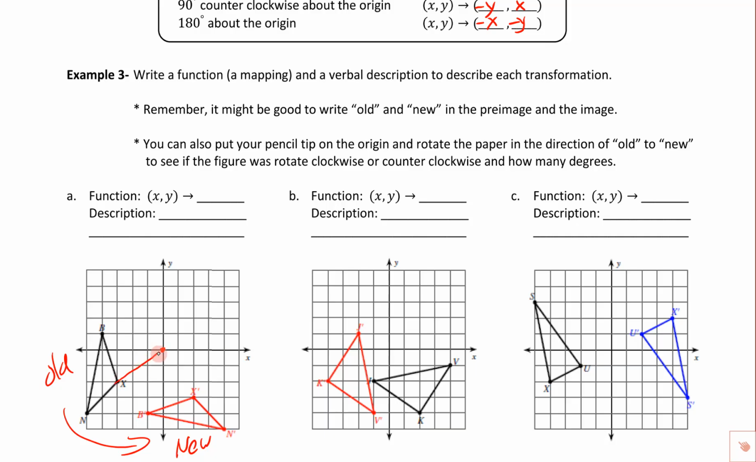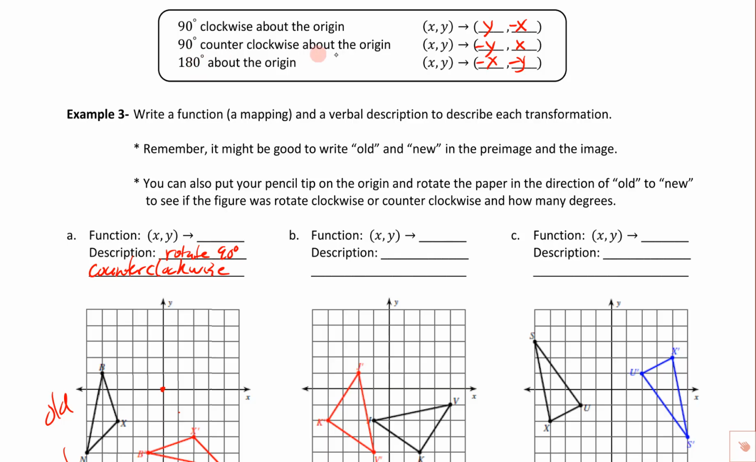Draw a line from one point to the origin and then to the new point and the origin, and you'll see that that's 90 degrees right here, and we rotated that way. So this is a counterclockwise rotation of 90 degrees about the origin. Okay, so rotate 90 degrees counterclockwise. And then we can look up here to remember what the rule is for that. If we're doing a 90-degree rotation, the x and the y switch. So we're going to do a y and then an x. And if it's counterclockwise, it's the y that changed sign. So I'm going to put a negative in front there, and that matches up with this one.